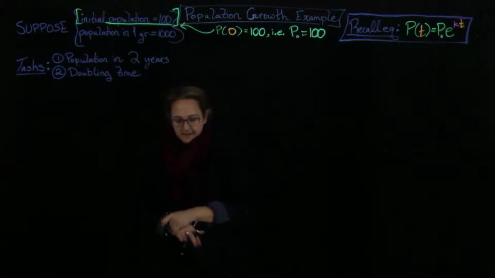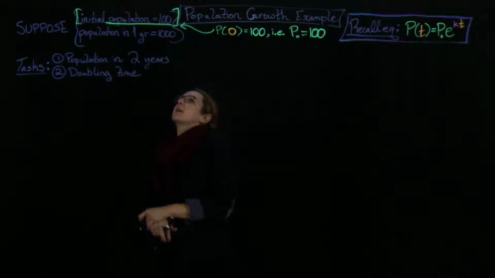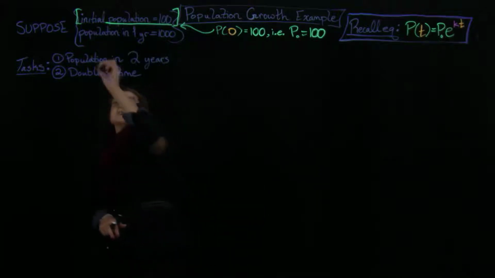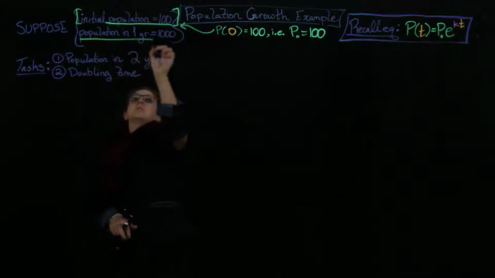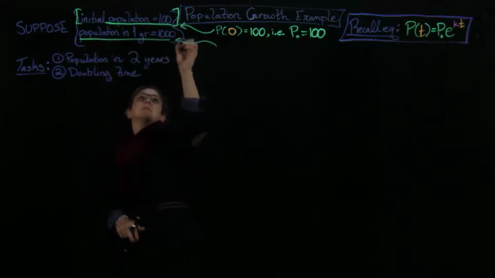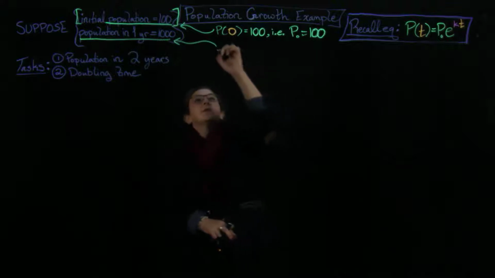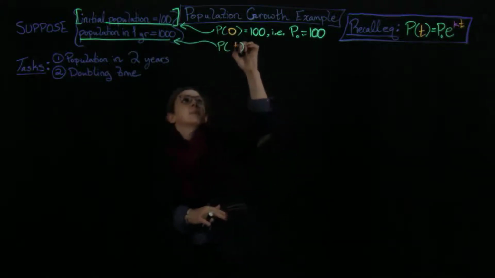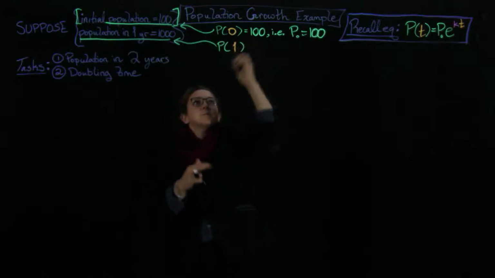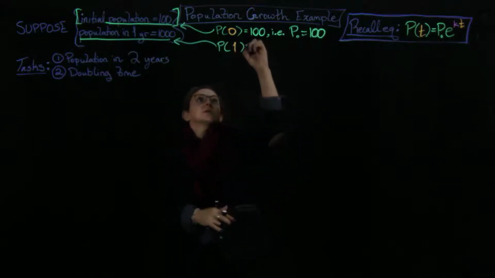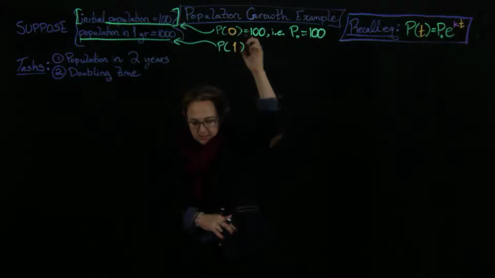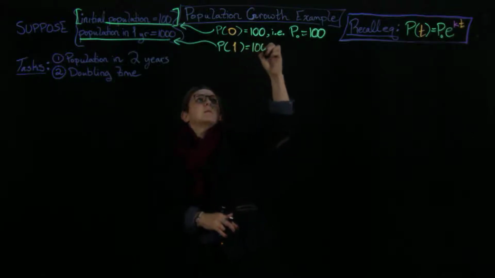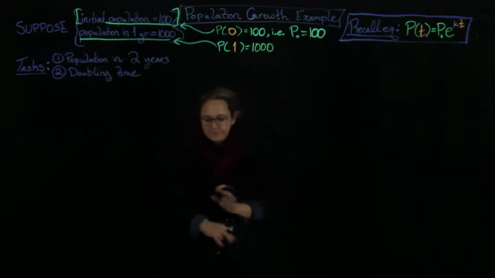Okay, so what is this other part? So I have the population in 1 year equals 1,000. So this is also a value for this. So now we're talking about the population when we stick in 1, that I'm going to get 1,000. Oops, population at 0 equals 100. Oh, this is 1,000. Sorry. Okay. So this we know.